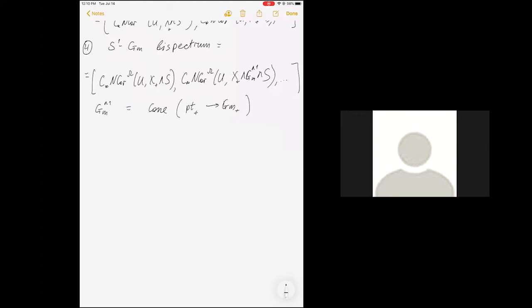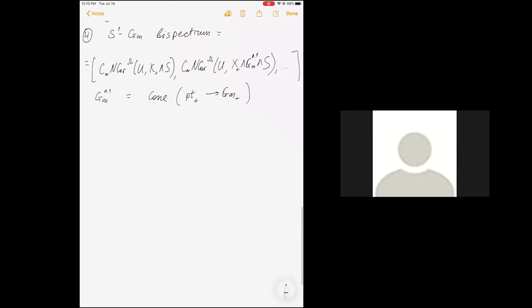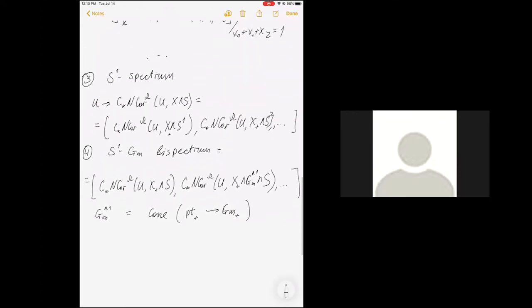pointed variety GM. Sasha, a question for you again. Would you mind describing the structure maps in step 3? Oh, the structure maps in step 3.